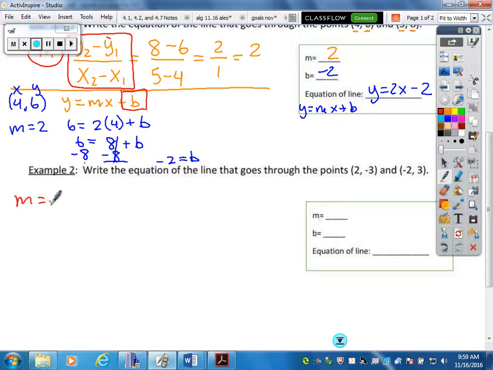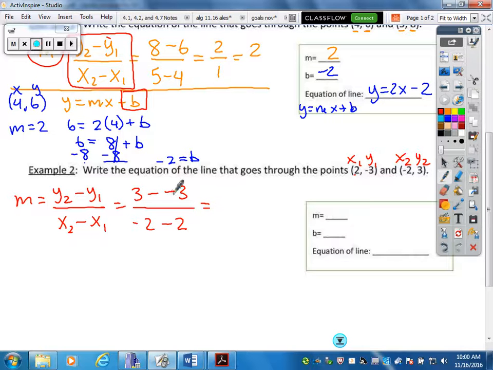So we'll plug these values into the slope formula: y2 minus y1 over x2 minus x1. Recall that this means the difference between the second y value and the first y value. So the second y value minus the first y value is 3 minus negative 3. Notice I've got a double negative. That'll be important in a second. Over x2 minus x1, the second x value minus the first x value: negative 2 minus 2.